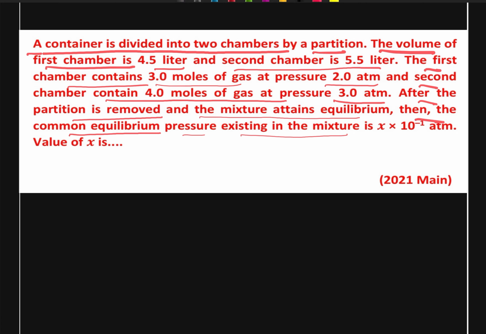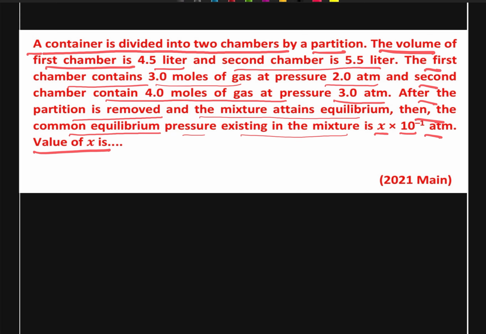mixture is x times 10 to the power minus 1 atm. The value of x is. So initially we have 2 chambers and 2 gases, and their respective volumes, moles as well as pressure is given for both the first chamber as well as the second chamber, and then they mix with each other.